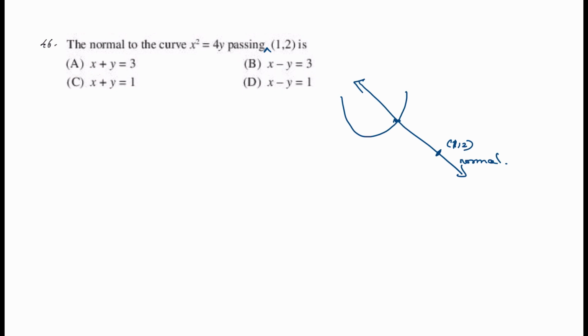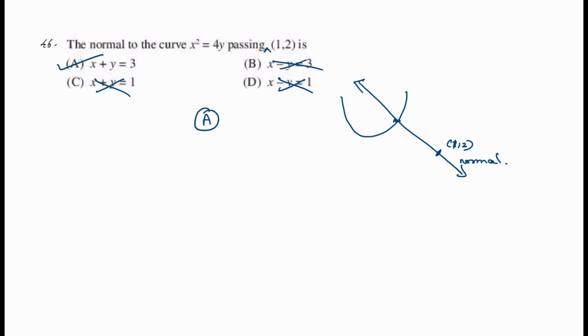Okay, let us substitute 1, 2 in option A. 1 plus 2 is 3. This is satisfied. Then B option, 1 minus 2 is not 3. C option, 1 plus 2 is also not 1. Then D option, 1 minus 2 is minus 1, but here it is given as plus 1. Only one option is correct, therefore option A is the correct answer.